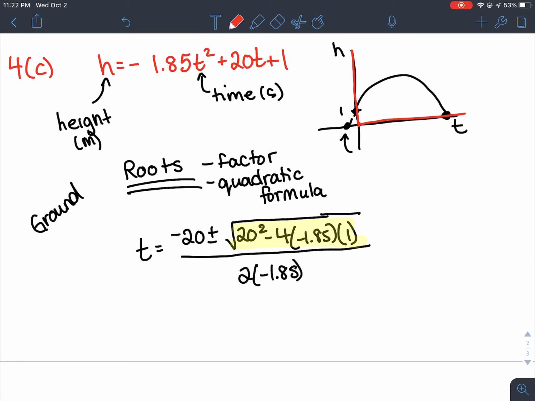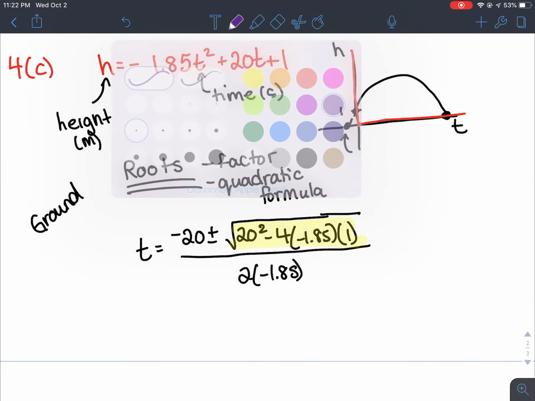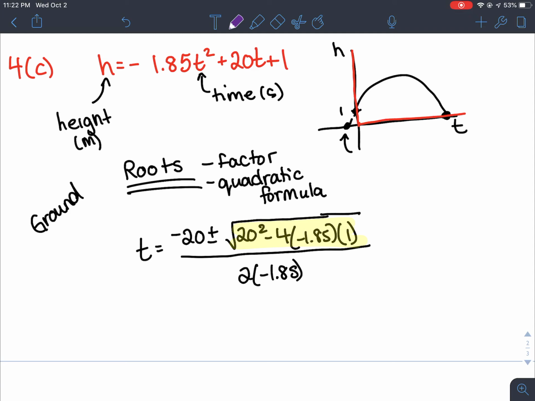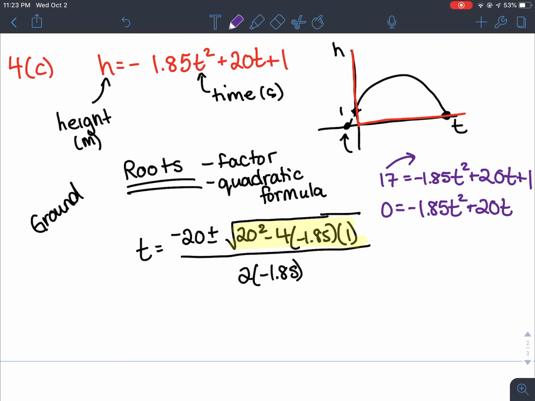The next part of that question is, how long will the ball be above 17 meters? You could just sub 17 in for height, like that, 20t plus 1. Bring the 17 to the other side, so we have 0 equals negative 1.85t squared plus 20t, and then 1 take away 17 will be negative 16.